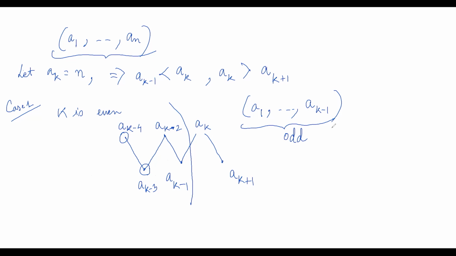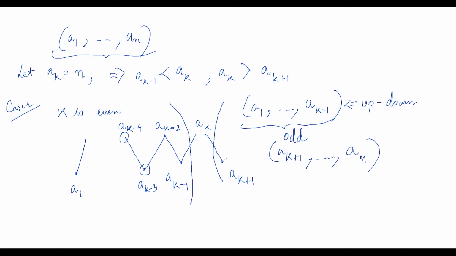And so since you have an odd number of terms, a1 will start from below. Okay, and so then after that it will go up and so on. So this will be an up down permutation.